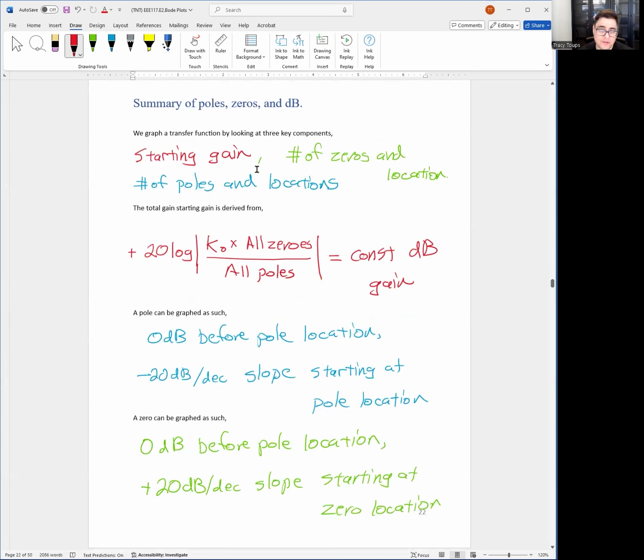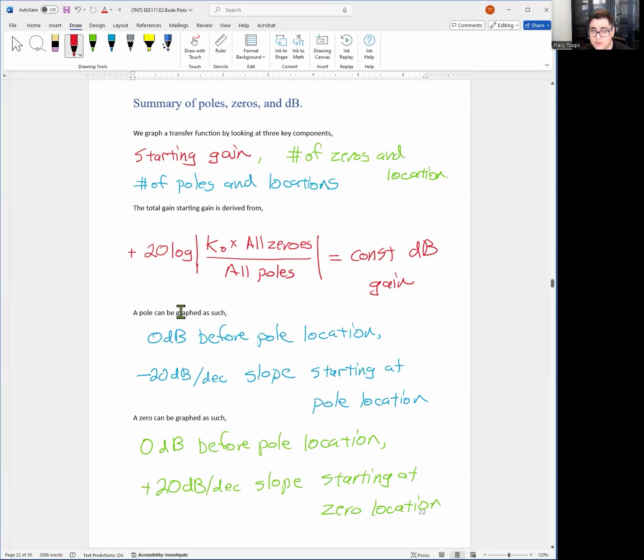So, in summary of all what you learned today: poles, zeros, and the standard dB. The whole idea of this is to graph a transfer function by looking at 3 components. We need to look at the starting gain of the circuit, right when we turn it on, that's your constant gain. We have to look at the number of zeros and their location, look at the number of poles and their locations, and graph those accordingly and take note of them.